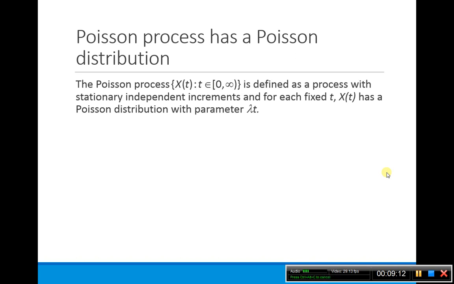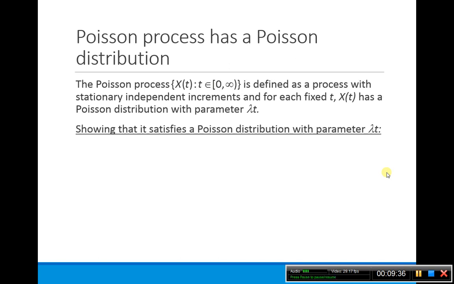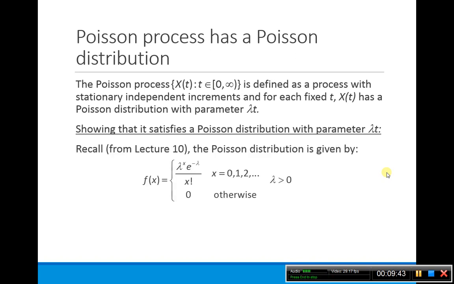So we're going to show that if you have a random variable that behaves according to a Poisson process, or if you're modeling using a Poisson process, then what you're going to get is a Poisson distribution with parameter lambda times t, where lambda is your rate and t is the time increment you're talking about. Okay, so we're going to show that a Poisson process does have a Poisson distribution.